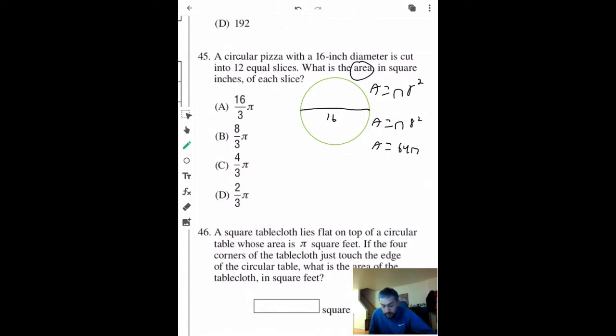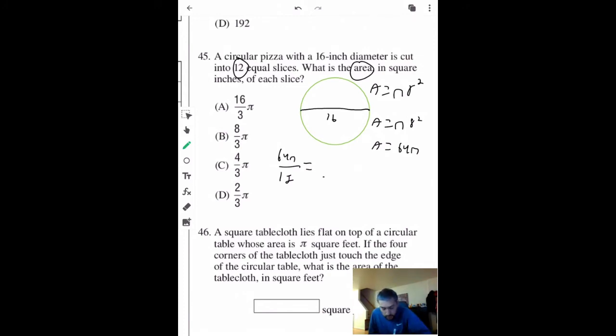And if area equals 64 pi, all we care about is dividing that by 12. 64 pi divided by 12. We want to reduce. In math, we always like to reduce. What's the biggest number that goes into 64 and 12? I'm thinking 4, because the biggest number that goes into 12 is 4. Does 4 go into 64? Yeah, because 8 goes into 64, right? 8 squared is 64. And if 8 goes in there, 4 goes in there.